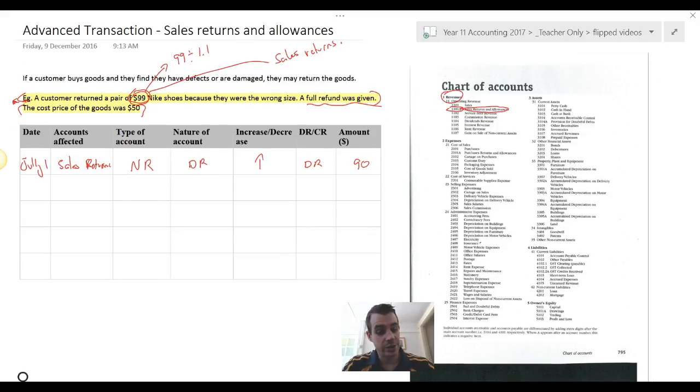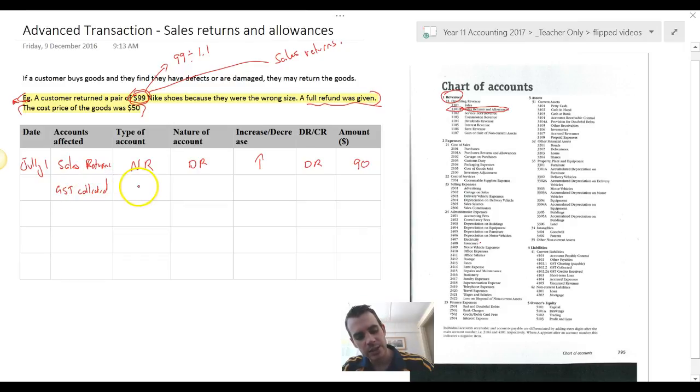Let's now deal with the GST account. Because it's a sale, it's going to be GST collected. GST collected is a liability account. Liabilities are credits by nature. Because these goods are getting returned, this account's actually going to decrease, or the amount of money we owe the government is going to decrease. So this is going to change to a debit for the GST amount, which is going to be $9.